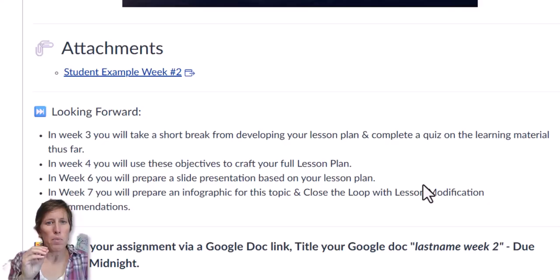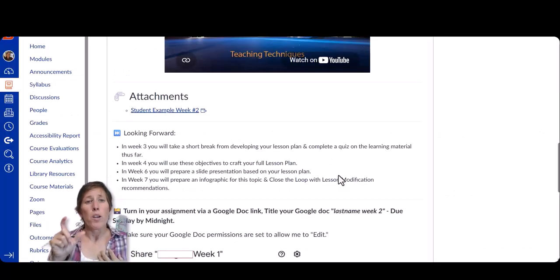Week 6, you're going to prepare a slide presentation that's based directly off your lesson plan. The slide presentations that you've seen me present for my lessons are a replica of what you are going to be doing. Now remember, you're not actually going to give a presentation. You are just preparing the lesson plan and the slides for the lesson plan. The final week, you will prepare an infographic for the particular topic and lesson plan.